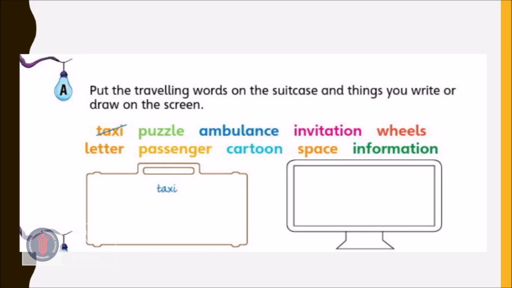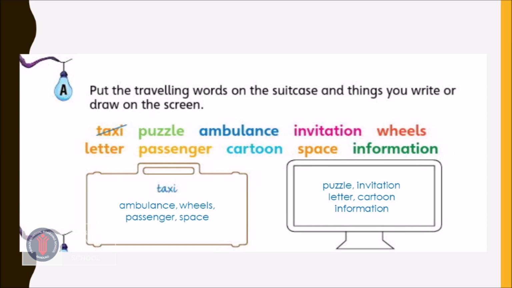Okay, let's look at the answers together. Your answers should look something like this. Okay, cool. Now we are going to look at the story in more detail. Before you look at the story, please look at the questions under task B and try to predict what the story is about.